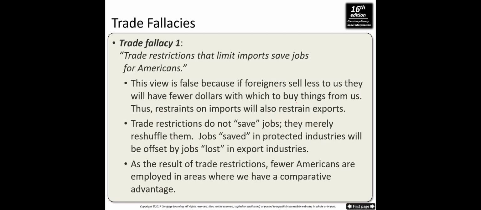The first trade fallacy is that trade restrictions that limit imports save jobs for Americans. This view is false because if foreigners sell less to us, they will have fewer dollars with which they can buy more exports. Therefore, when you put a restriction on imports, you are actually restraining exports as well. Trade restrictions do not save jobs, they merely reshuffle them. Jobs saved in the protected industries will be offset by jobs lost in export industries. As the result of trade restrictions, fewer Americans are employed in areas where we have comparative advantage.